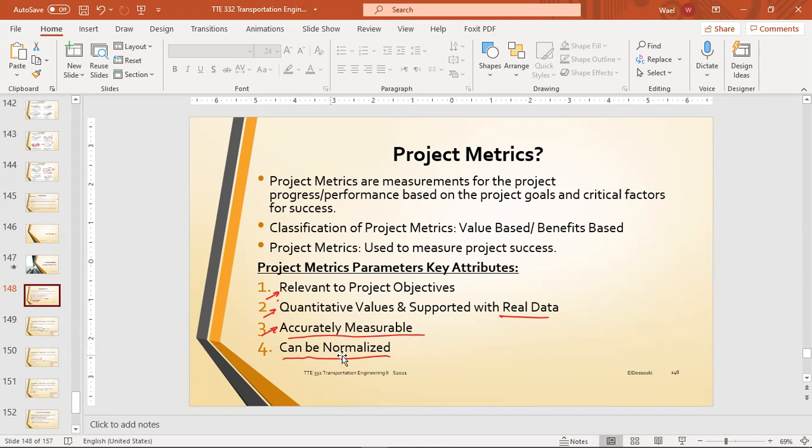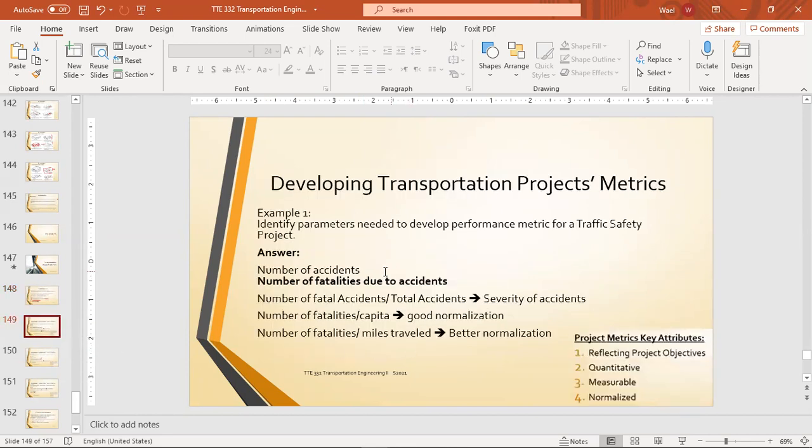Again, it can be normalized. That means the value can be related to the total. So these are the key attributes for the parameters involved in building a metric. For example, here we are talking about identifying parameters needed to develop a performance metric for a traffic safety project. So we started with number of accidents. That's an indicator for the performance of the traffic safety projects.